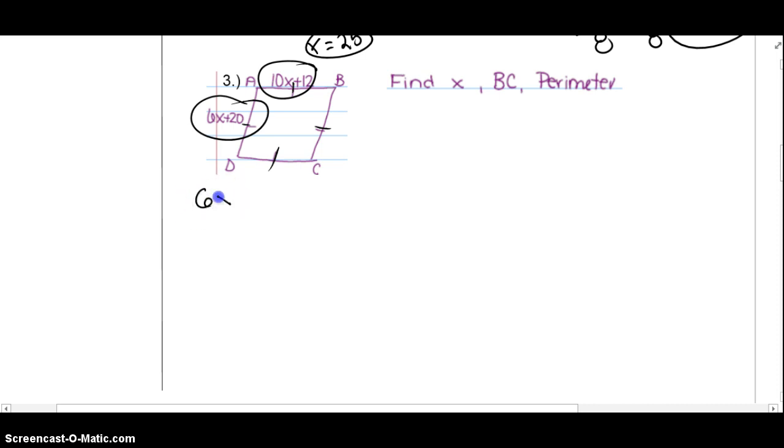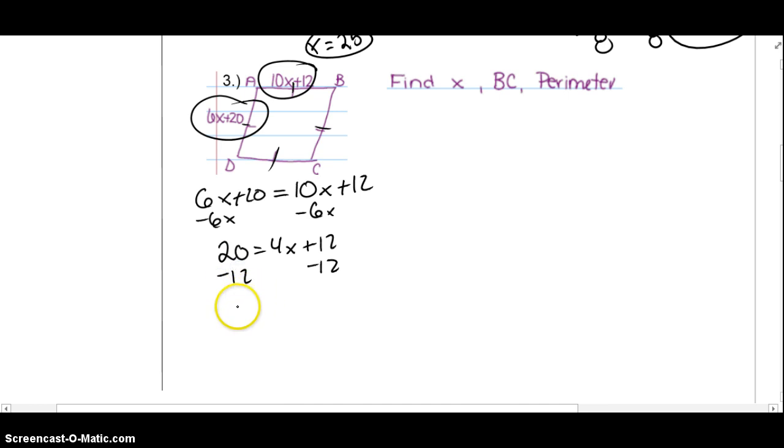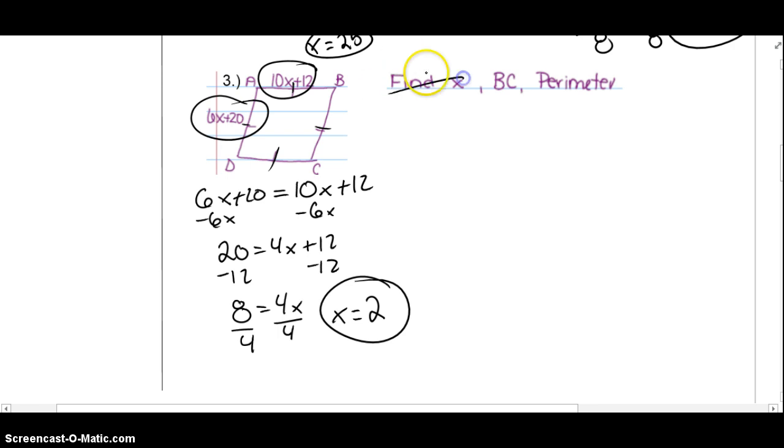So we have 6x plus 20, and we set that equal to 10x plus 12. Then let's just solve. Subtract 6x from 10x, and you get 20 equals 4x plus 12. Then subtract 12 from 20, and you get 8 equals 4x. Divide by 4, and x is going to equal that brilliant number known as 2. That's your first step, so now we found x.